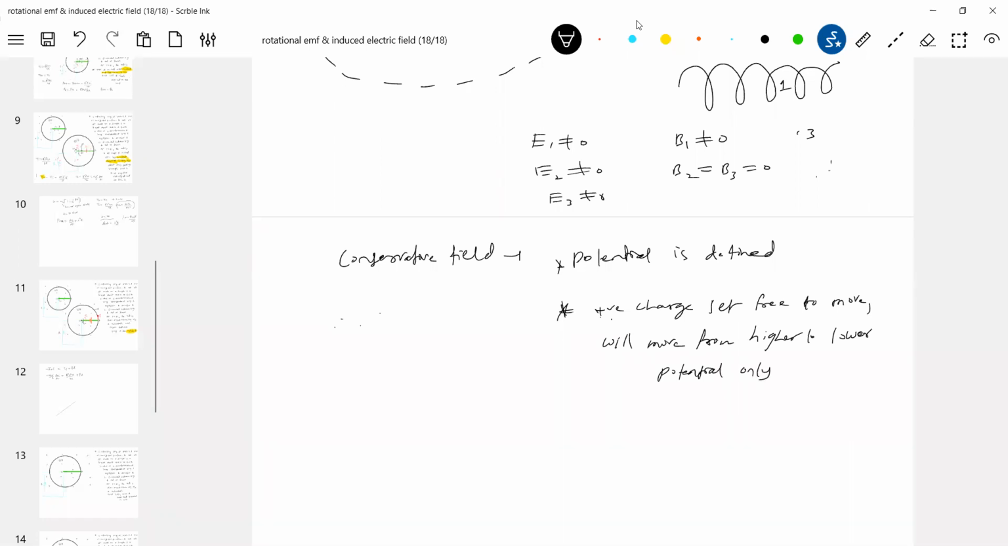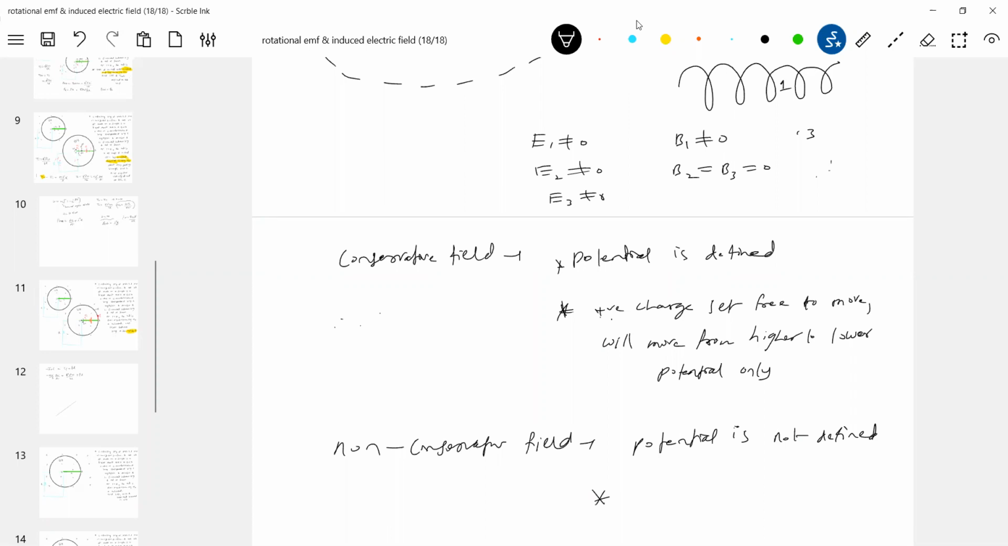Like this. What about a non-conservative field? Potential is undefined, meaningless. Sir, I'll define it. It's your problem, you can write it: potential difference between any two points in a non-conservative field. You write it, but it's of no use. Potential is not defined, which means you cannot write it. You can write it, but it's of no use.